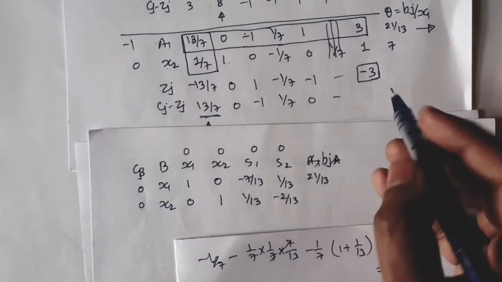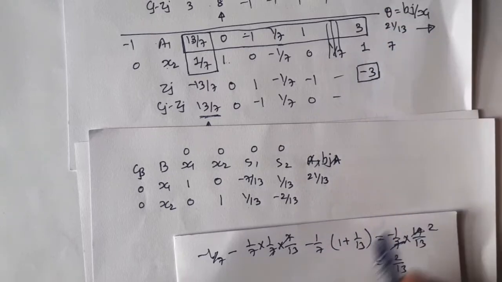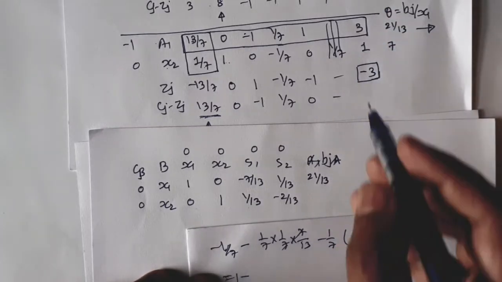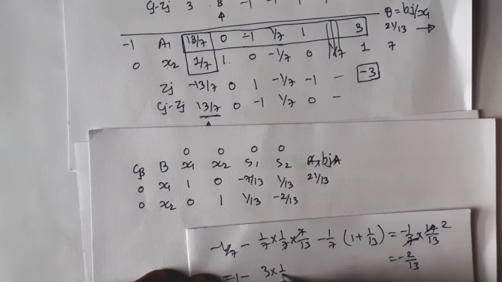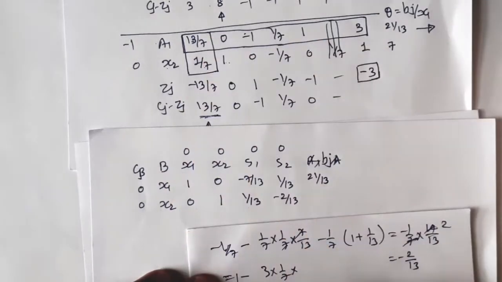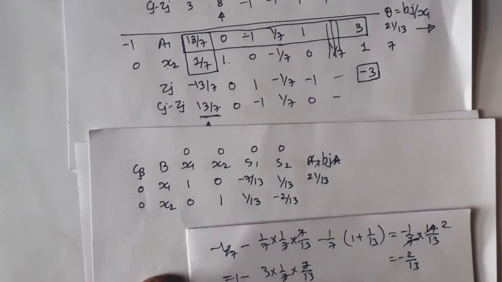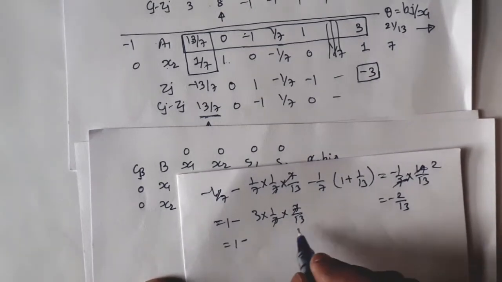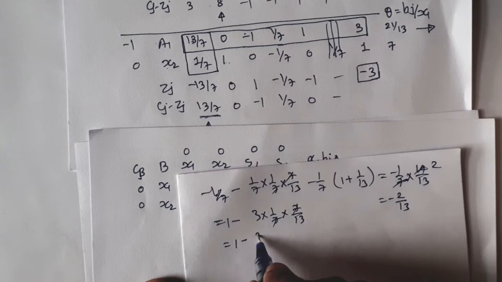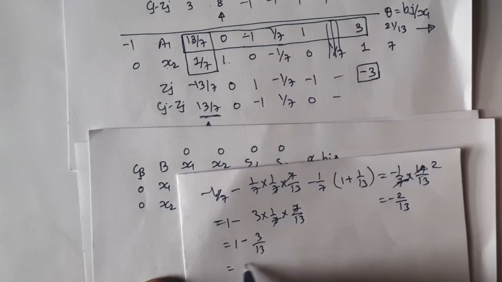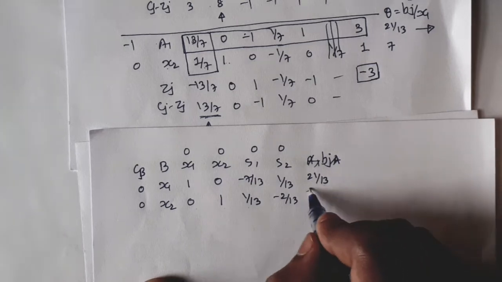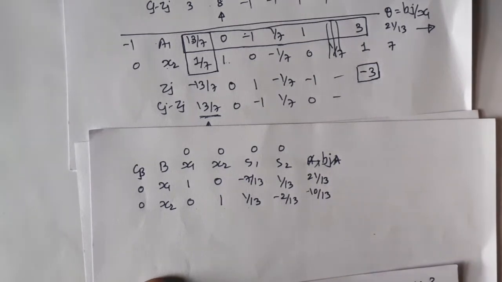in the bj column, here it is the old element 1 minus 3 times 1 by 7 multiplied by 7 by 13. 7 cancels out, it will be 1 minus 3 by 13, so it will be 10 by 13. So here we get a value of 10 by 13. So in this way we get the complete table.